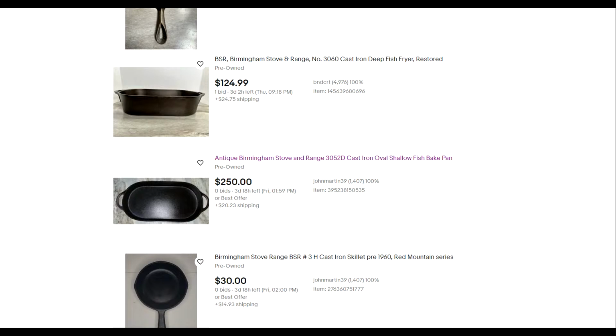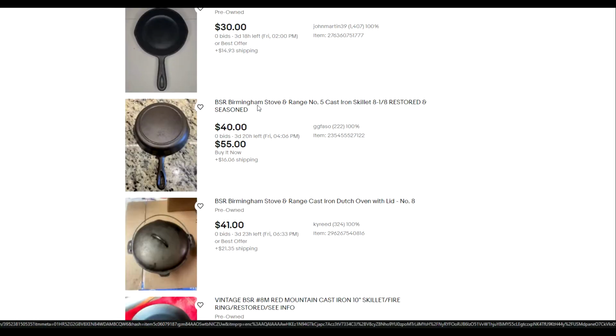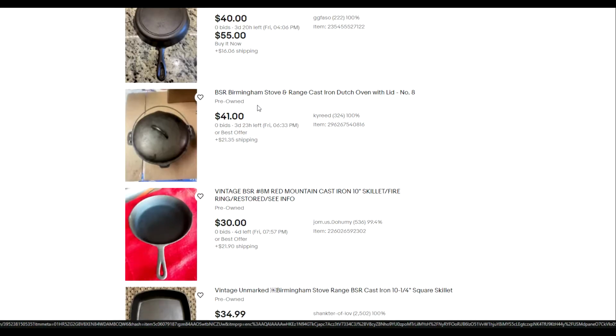Let me close a couple of these windows here. And let's see. I could keep scrolling down, but I know the prices are going to go up. Hey, look at this, though.